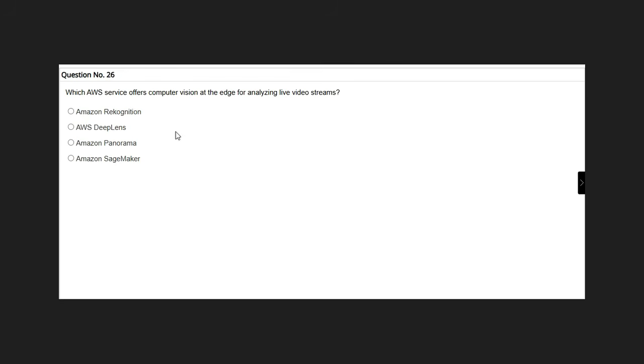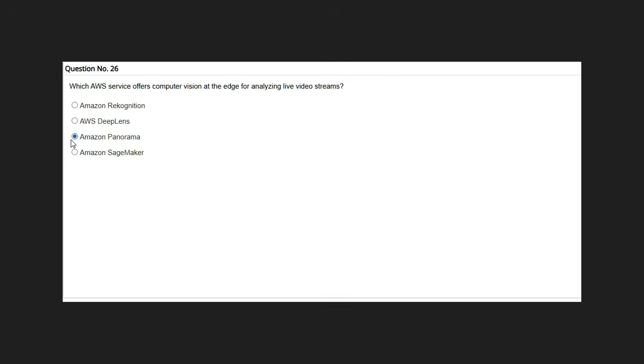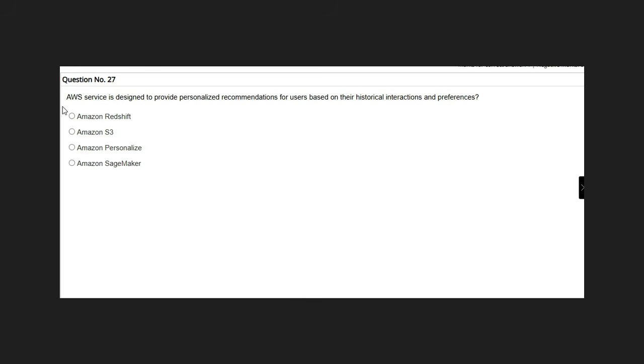Question number 27. Which AWS service is designed to provide personalized recommendation for users based on their historical interactions and preferences? So option A, Amazon Redshift, Amazon S3 Simple Storage Service, Amazon Personalize, and Amazon SageMaker. So Amazon Personalize is designed to provide personalized recommendations for users based on their historical interactions and preferences.